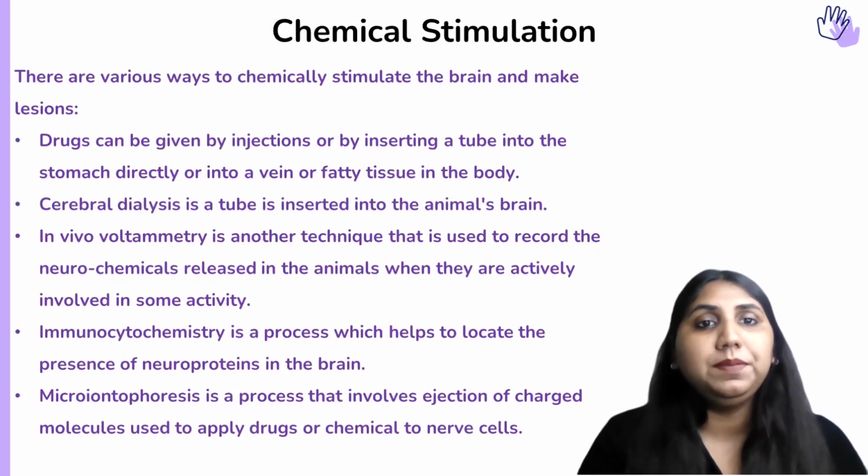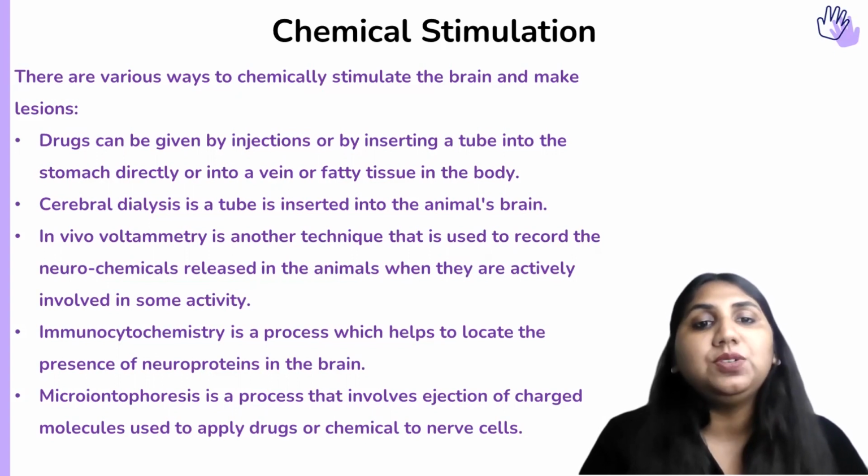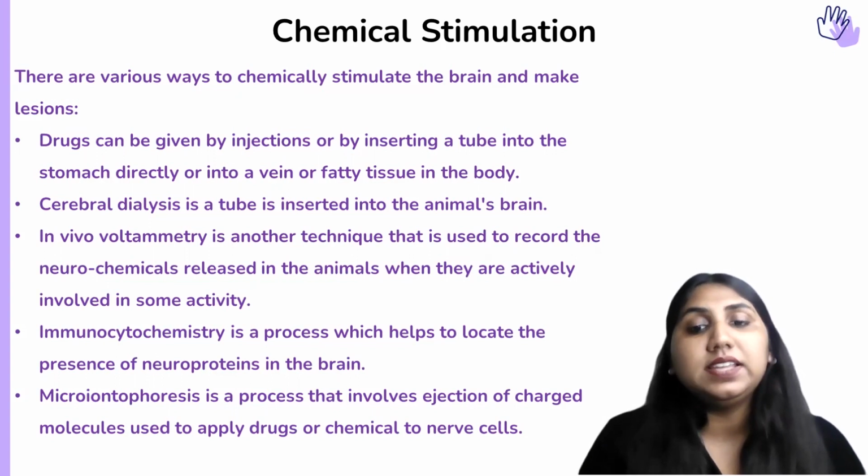Okay. Now coming to the next aspect, which is chemical stimulation. We spoke about electrical stimulation, which serves the purpose of understanding through electrodes, micro and macro. Now we come to chemical stimulation. Just as we can electrically stimulate the brain, we can also chemically stimulate the brain and make lesions. So drugs can be given to individuals. There are several methods.